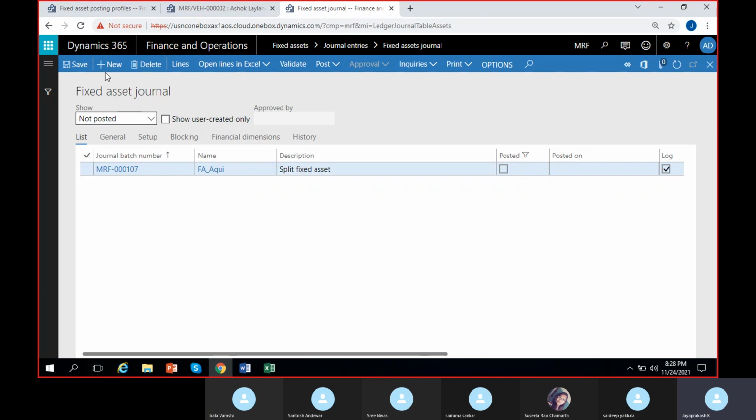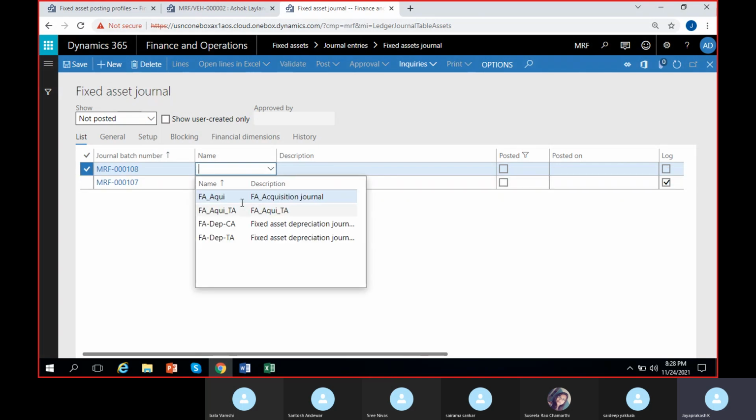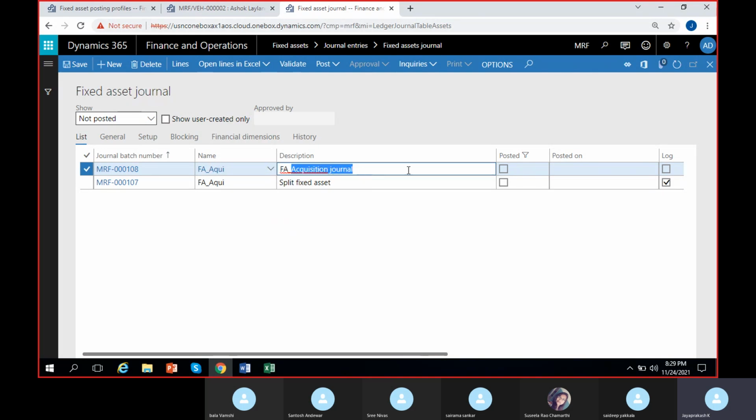Here I'm using the existing journal only. I'm not going for a new journal since I don't have time. So I'm using the same acquisition journal, which is a common fixed asset journal. I'm just changing it to fixed asset sales. I'm saying go to lines here.